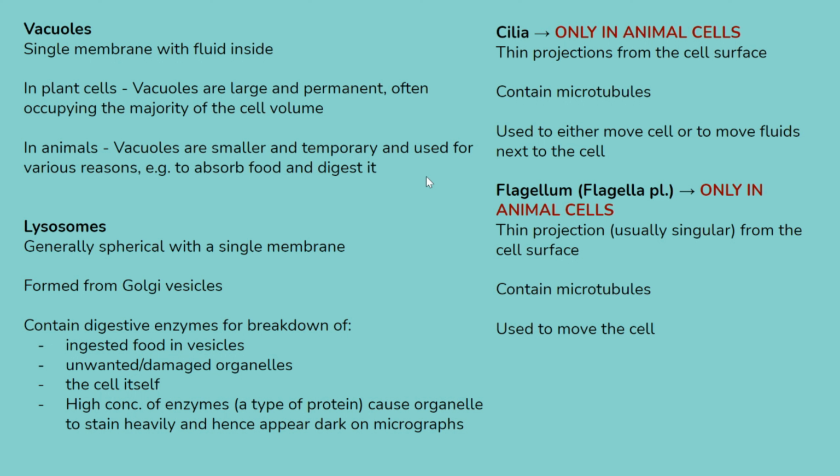Cilia, once again, are only in animal cells. They are basically thin projections from the cell surface. They contain microtubules and are used to either move the cell or move fluids next to another cell.